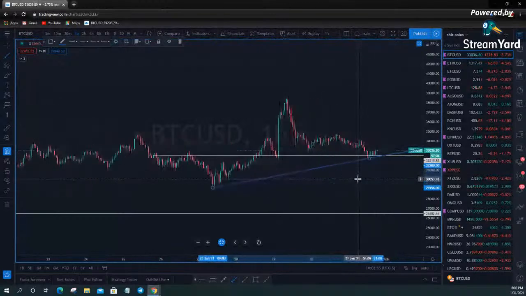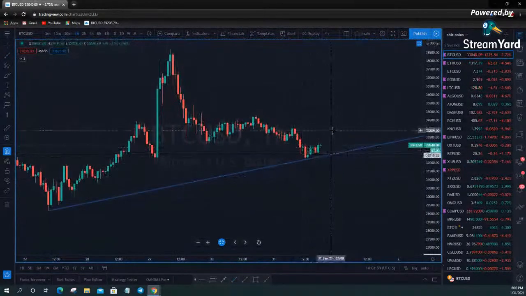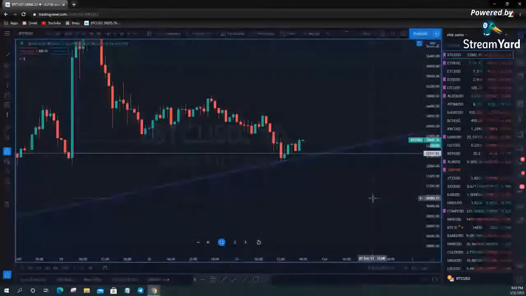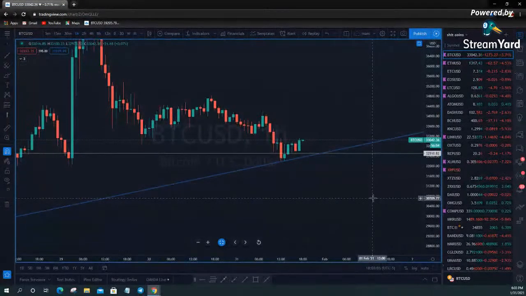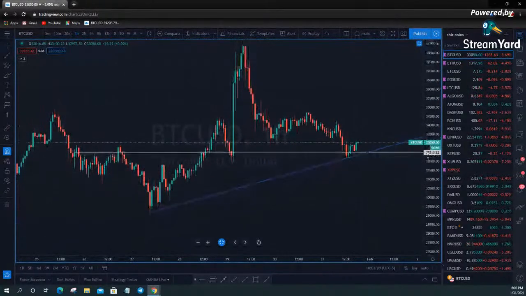It doesn't look like it's trying to come out of here with any strength, but it's Sunday. It's Sunday fun day. There's not many people trading. Not as many as will be trading at, say, 9 o'clock tomorrow morning. All right, guys, that's all I got for you.